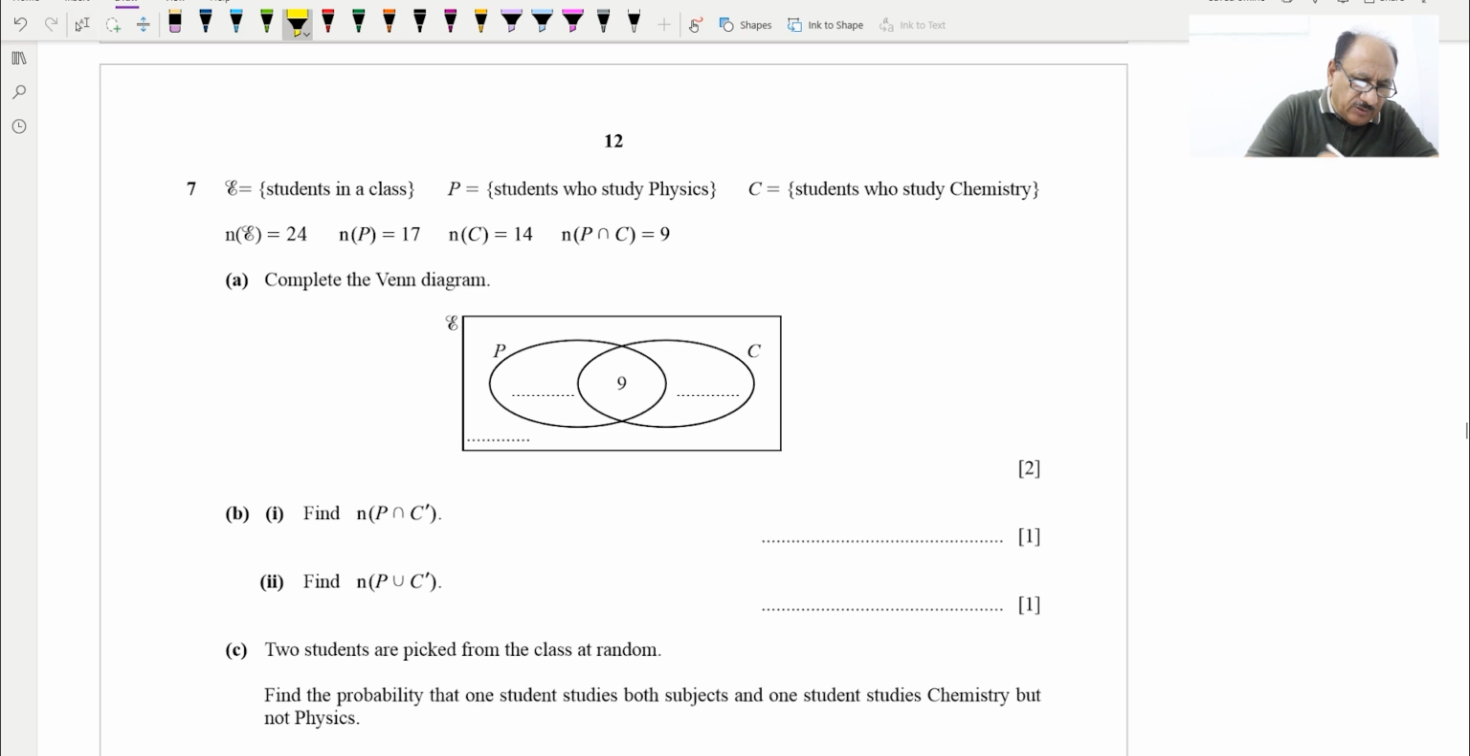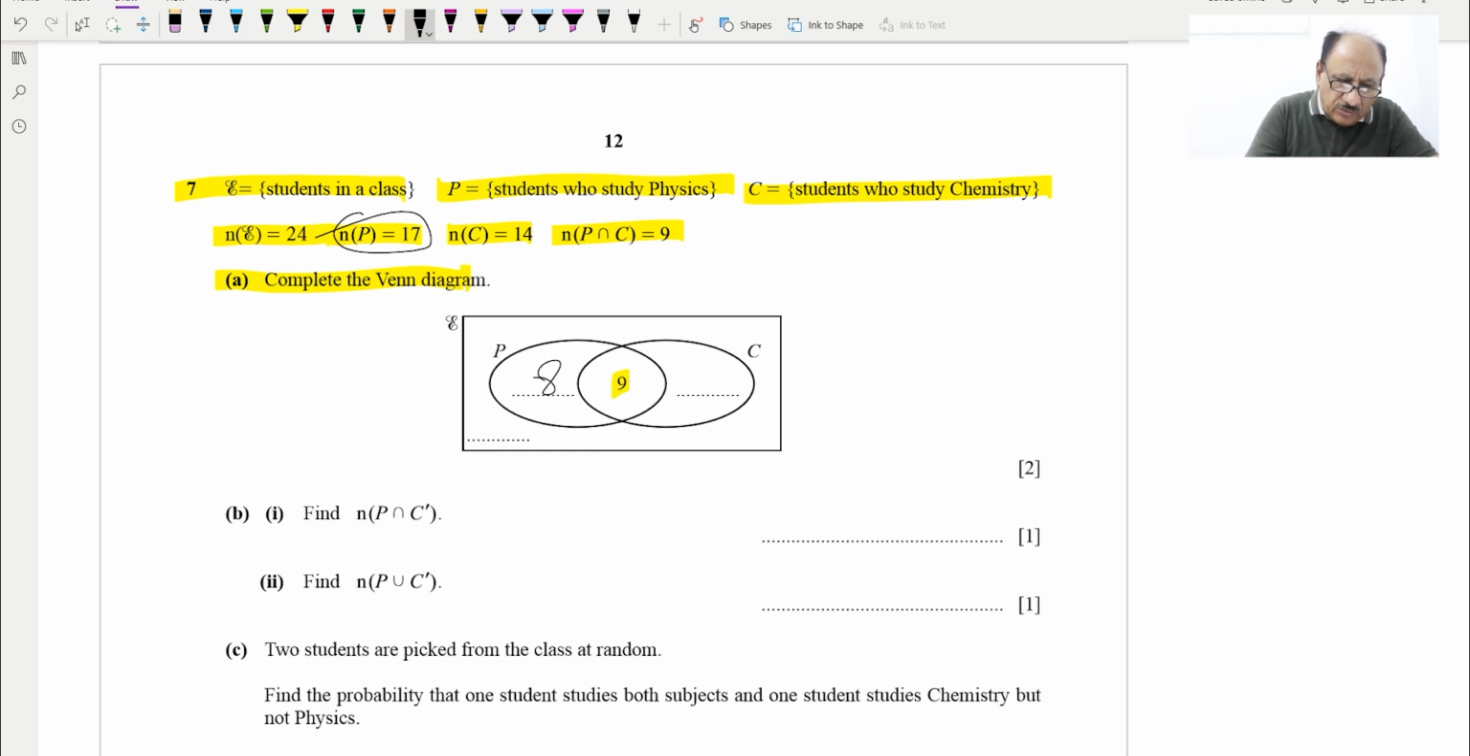Now question number 7. The universal set is provided, P is provided, and C is given. They have given n of the universal set, n of P, n of C, and n of P intersection C is equal to 9. Complete the Venn diagram. We can see that n of P is 17. So 9 are already there, so 17 minus 9 will be 8. So we will write here 8.